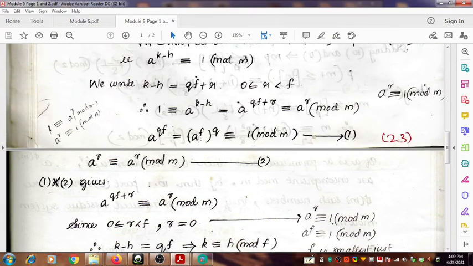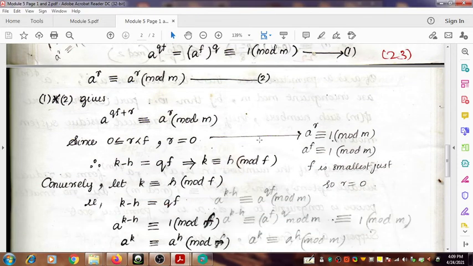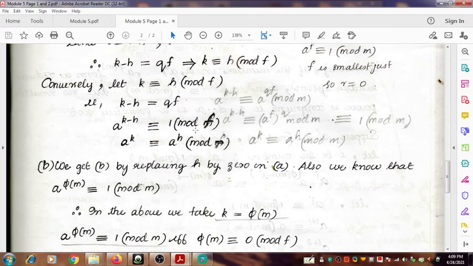Here you have that A raised to QF is equal to A raised to F the whole raised to Q, which is congruent to 1 mod M. Actually, there is a mistake here. I have written F here. It is not F, it is M. It's because when you convert that congruence into 1, the modulus is M. So it's a mistake, and therefore A raised to K minus H is congruent to 1 mod M, and hence we get that A raised to K.